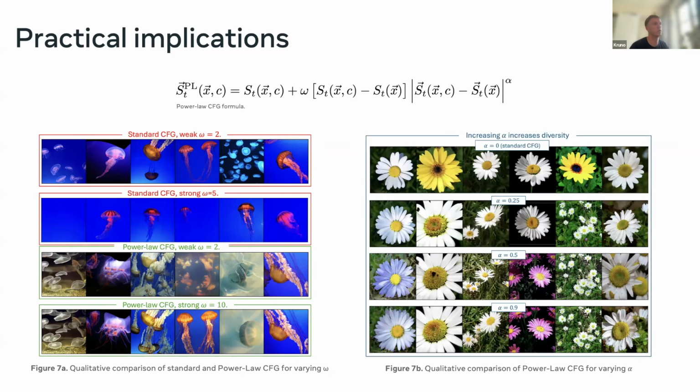And another thing that we did is look at what increasing alpha, so making it more and more nonlinear, does. You can see that comparing to the standard classifier-free guidance, increasing alpha enables us to have larger and larger diversity with almost no cost to the crispness of images.